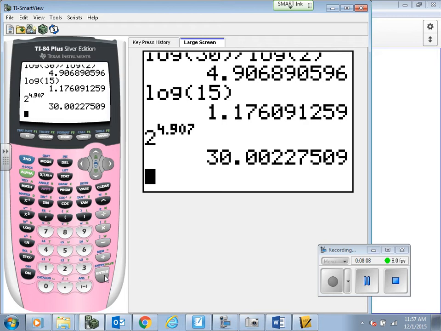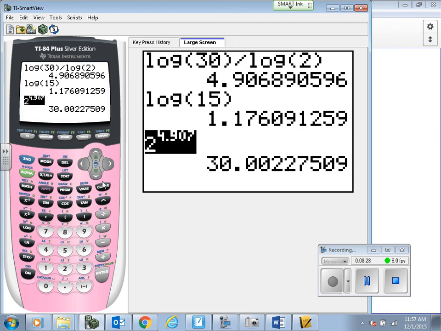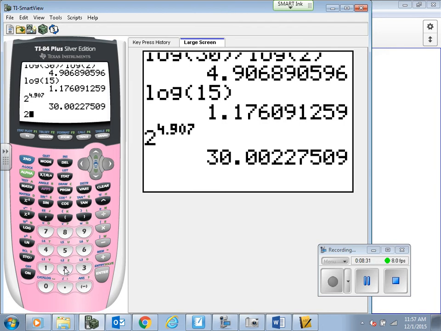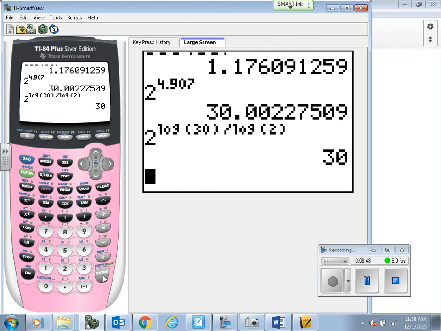Now, how could I change that to where we would get 30? You put in the whole thing. Yeah, you might actually, I don't know what would happen if you put in all those digits, it might work, but I'm sure it would work if you put in this right here. So I'm actually going to go down and do that. Try that. See if that works. So if you do 2 to the log base 10 of 30, divided by the log base 10 of 2, what do you get now? You get 30 because you have an exact answer.